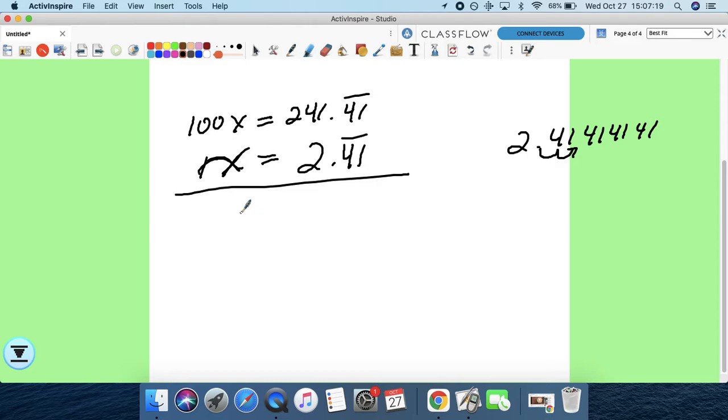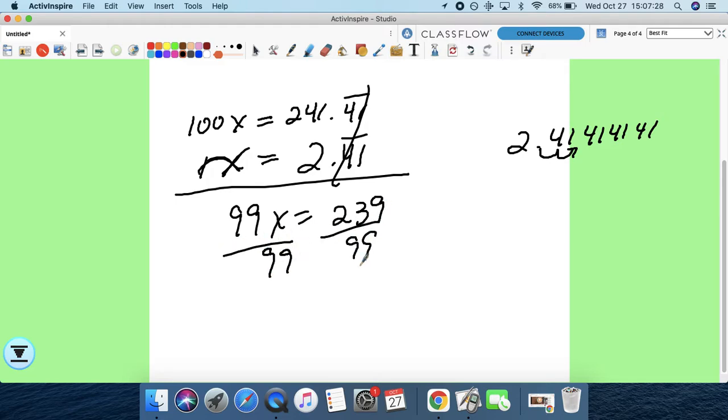So 100x minus x is 99x. And this becomes just 239x. 239, divide both sides by 99. I'm sorry, so that's going to be 2 and 41 over 99. Okay, fine, change it to a mixed number.